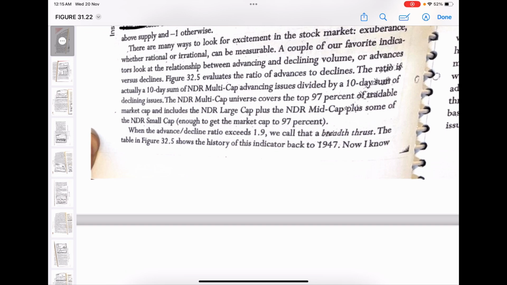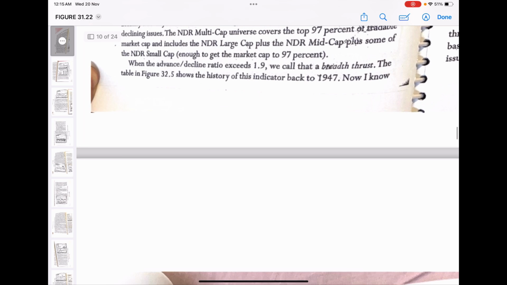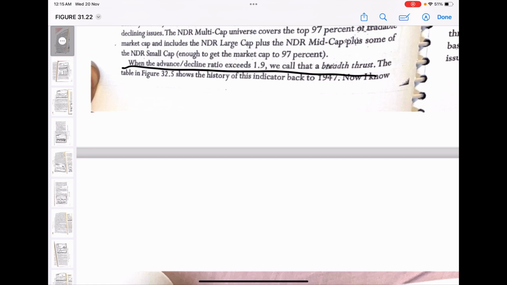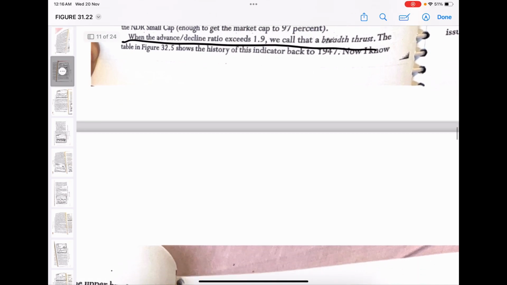The NDR multi-cap universe covers the top 97% of tradable market cap and includes the NDR large cap plus the NDR mid cap plus some of the NDR small cap, enough to get the market cap to 97%. When the advance-decline ratio exceeds 1.9, we call that a breadth thrust. The table in figure 32.5 shows the history of this indicator back to 1947.